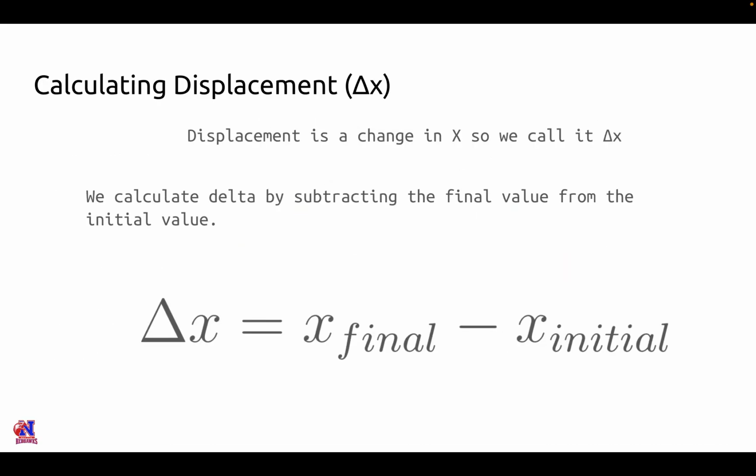We calculate displacement, which we call delta x. You'll notice with speed we just talked about d, but when you look at the equation sheet, you'll see that velocity has delta x. Delta x is the final position minus the initial position.